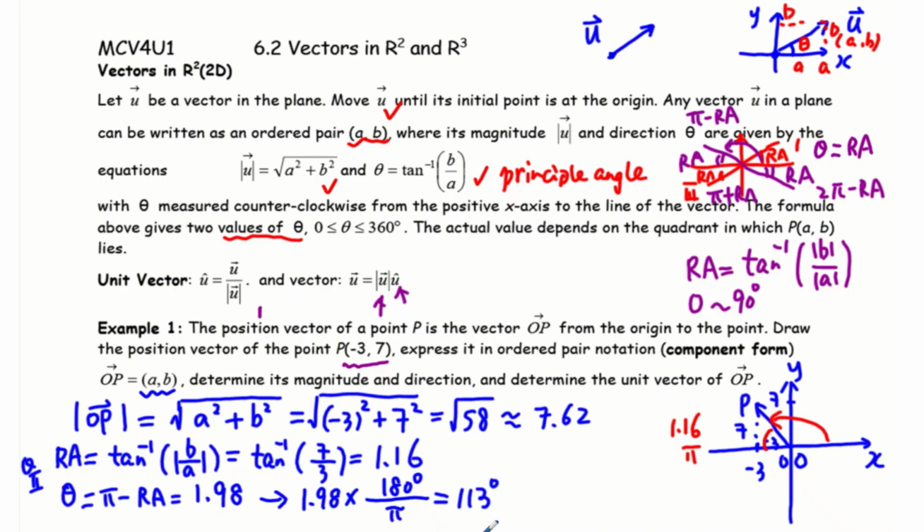So this, before, is a point. Now that bracket represents component form, so we call it component form: x component, y component. And for this vector, we could also write it as 7.62, then we put the degrees, 113 degrees. This is magnitude and degrees.